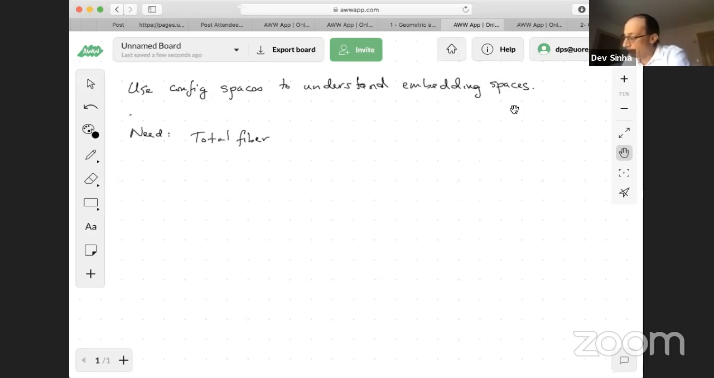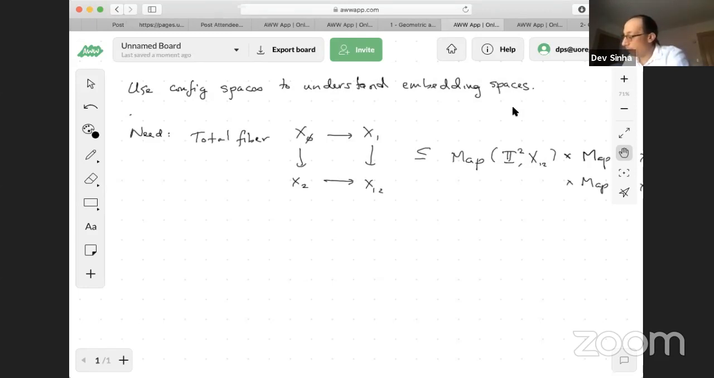So the total fiber of, just say, a square of spaces is, well, it's really inside the space of maps from the literal square into x12, and then an interval into x1, or an interval into x2, and then just a point in the first space.